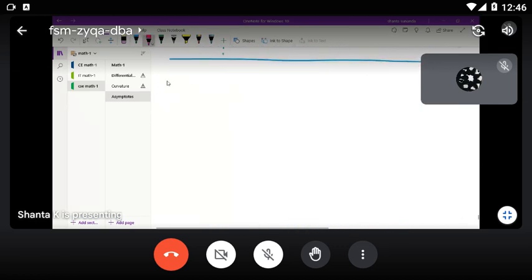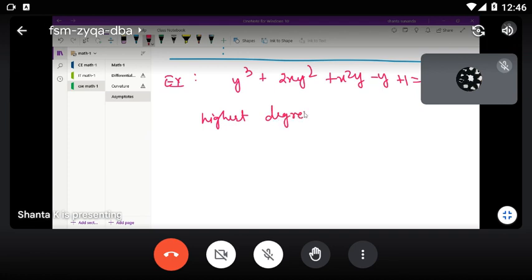One example: y cube plus 2xy square, and so on. I am doing this one example; you will do the last one, where you didn't get the oblique asymptote. Here you can see the highest degree is 3, and these are the highest degree terms: 2 plus 1 is 3, here 2 plus 1 is 3. All these are the highest degree terms. Now let's look at phi 3.